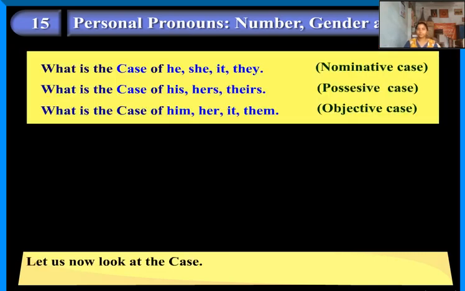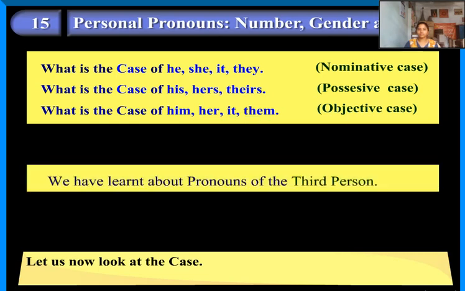What is the case of he, she, it, they? Nominative case. What is the case of his, hers, theirs? Possessive case. What is the case of him, her, it, them? Objective case. We have learnt about pronouns of the third person. Let us now study the examples.